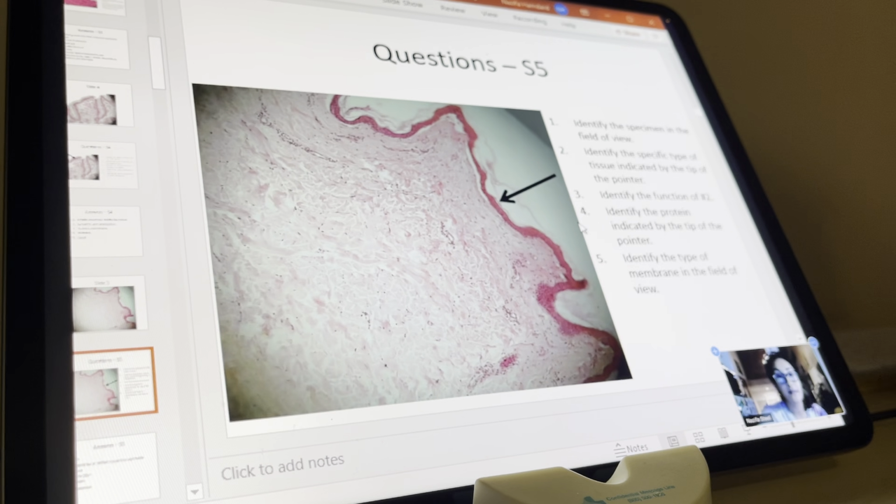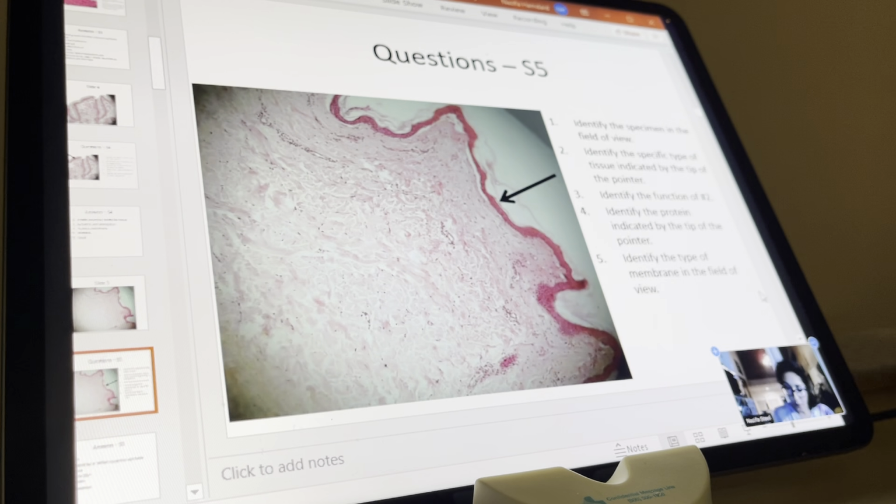Okay, then for Jimmy. Identify the protein that's indicated at the tip of the pointer. Let's see. Keratin? Yeah, exactly. Yay. Keratinized, right? So that's the keratin. Perfect. I've seen so many people overthink this, where they're like, oh no, it's that circle and all this other stuff, and it's like, oh no, it's simpler than that, just keratin.